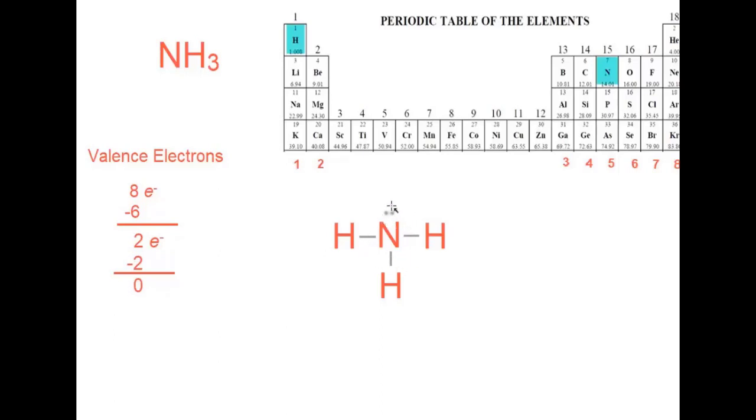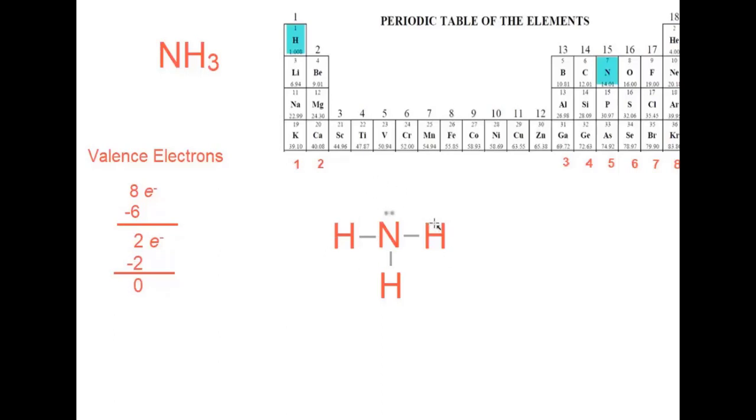Worthy of note, this unshared pair of electrons for ammonia is a very attractive pair of electrons for other atoms. Sometimes this pair of electrons will actually make a covalent bond with an atom that doesn't have a complete octet, that needs 2 more electrons. It's called a coordinate covalent bond, and we'll see more about that later.